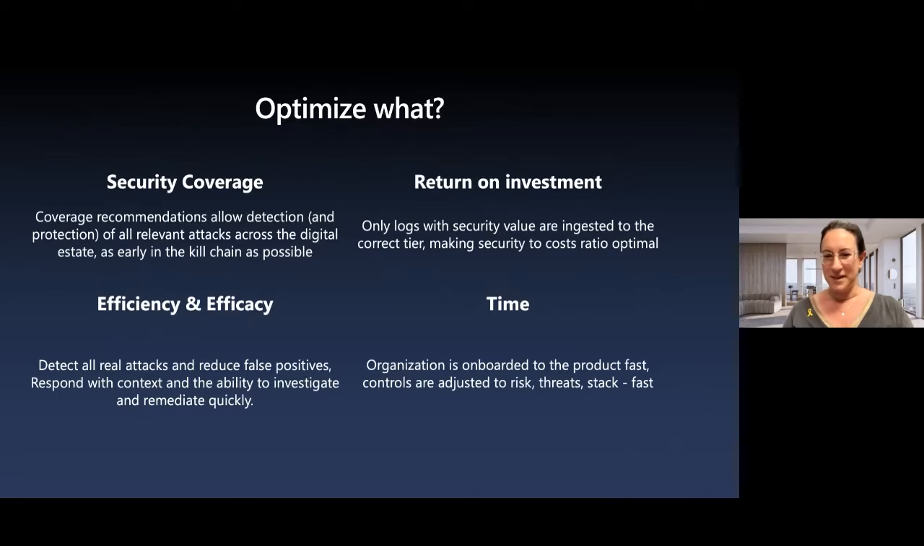So what are we optimizing? These are the 4 categories we invest in at the moment. This is not a closed final list, because as we evolve this feature more and more, we will address more problems and more pain points, I assure you. So first of all, security coverage. Coverage recommendations that allow the detection of all relevant attacks across the digital estate as early in the kill chain as possible. This is something all of us would like to see optimized, right?